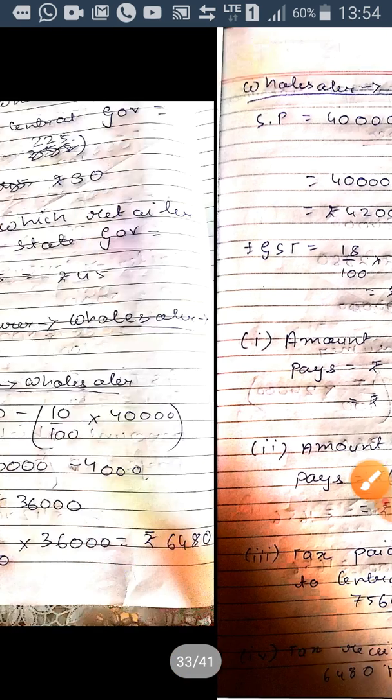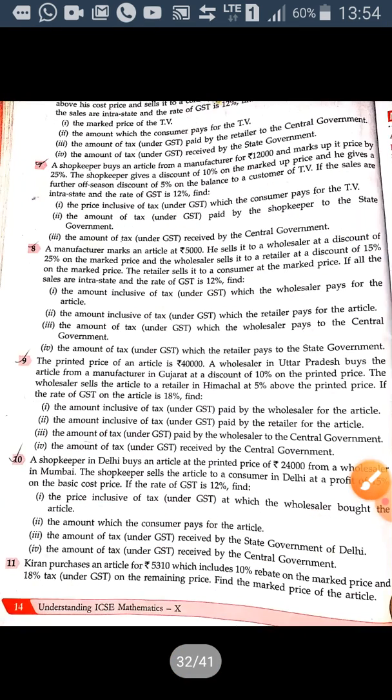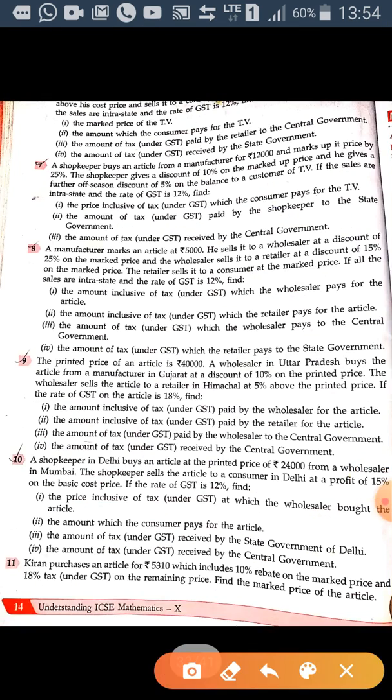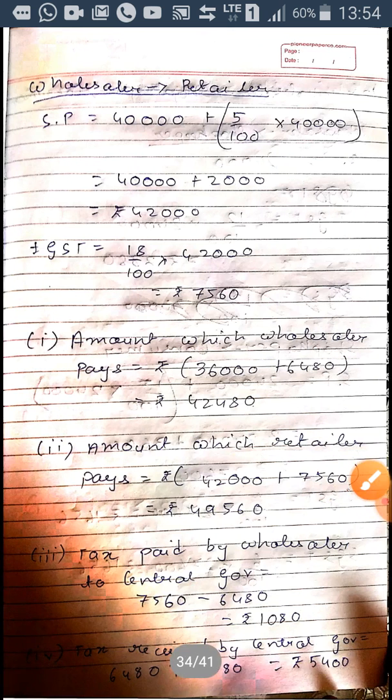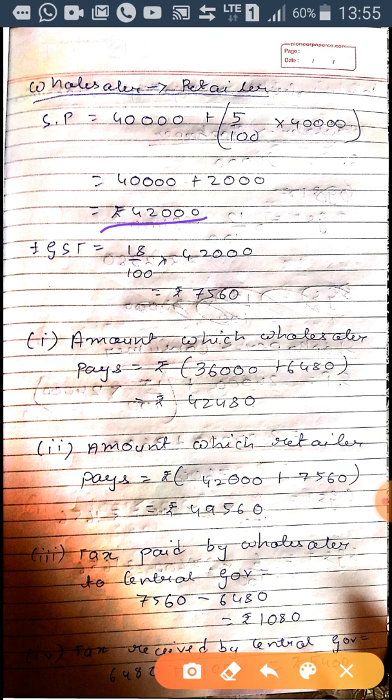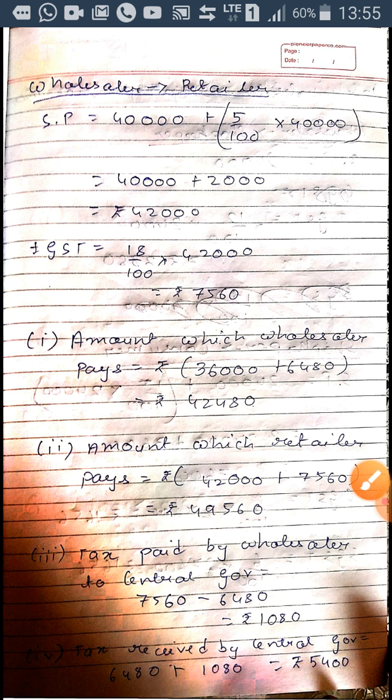So what is the second question telling us? The second question is asking for the amount inclusive of tax paid by the retailer. How much will the retailer pay? His SP, which is 42,000, plus his IGST, which is 7560. So the amount which the retailer pays is 42,000 plus 7560, which is 49560. The next question which they are asking is the tax paid by the wholesaler.